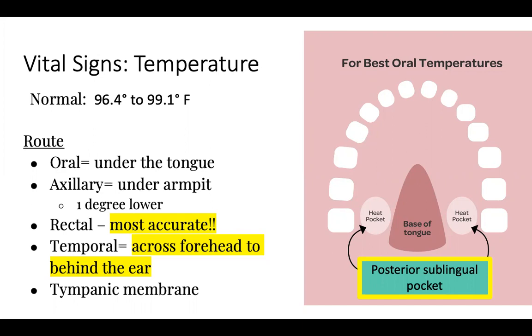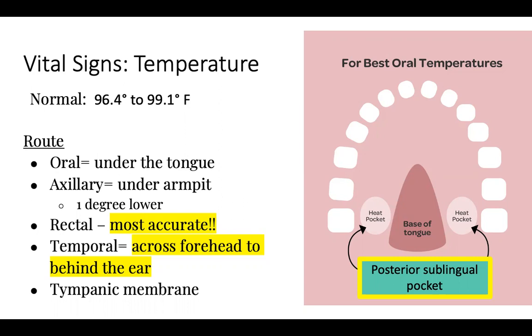You can see over here in this picture on the right, to get an oral temperature, you are going to stick the thermometer to the left or right side of the tongue. That's called the posterior sublingual pocket. That's the closest to the artery running to the vein. That's going to give you the best reading. Axillary is then under the armpit. This is traditionally 1 degree lower.